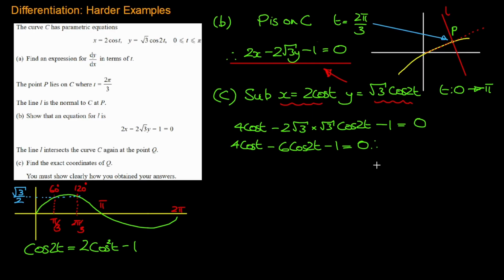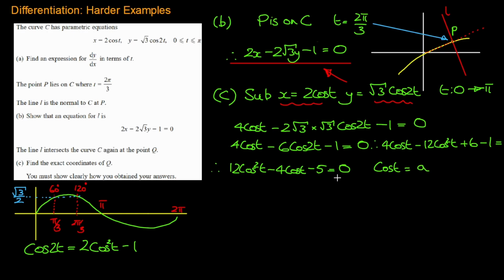Let's do it. So I therefore get 4 cos t minus 6 lots of this, which is 12 cos squared t plus 6 minus 1 equals 0. So therefore, making the 12 cos squared t term positive, I get 12 cos squared t joined by a negative 4 cos t minus 5 equals 0. Now if you imagine cos t equals, let's say, a, we've got a quadratic in a.